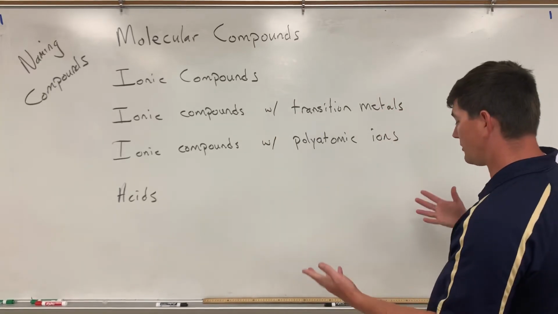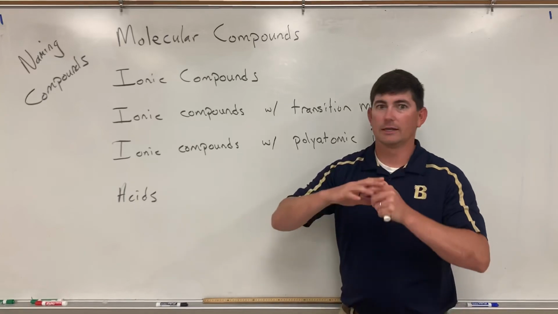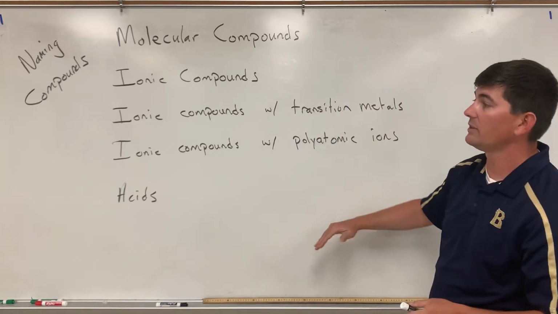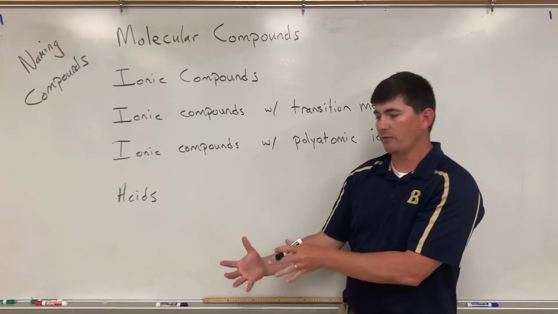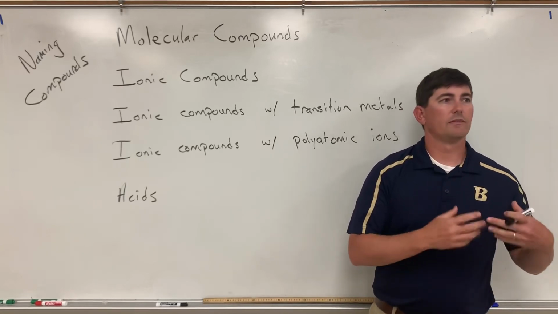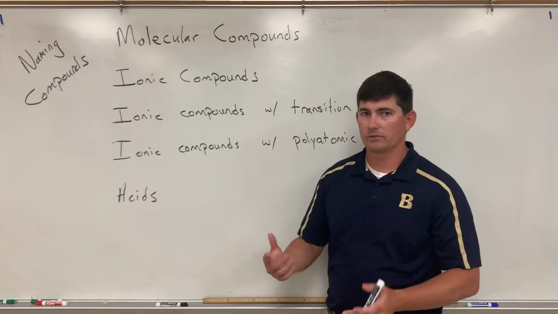Real quick, I'll show you just a thing or two about an example of each of them, what they look like. So with all of these, we're going to go in both directions. If we're given the formula, we need to be able to write the name. And if we're given the name, we need to be able to write the formula. So we'll be able to go both ways for this, okay?